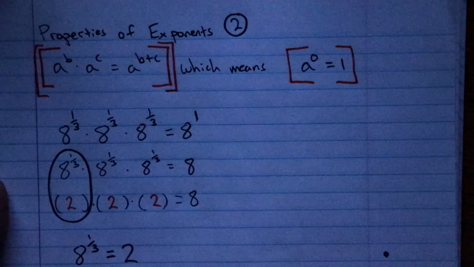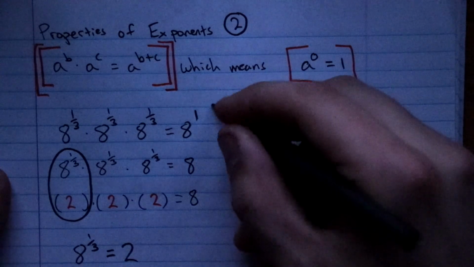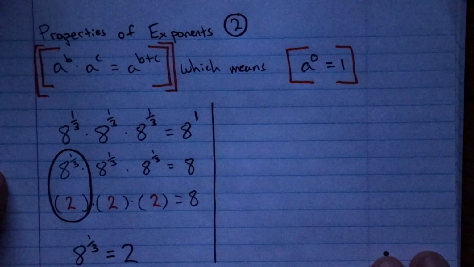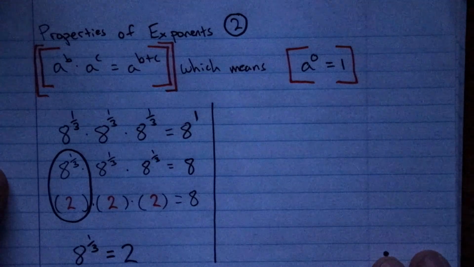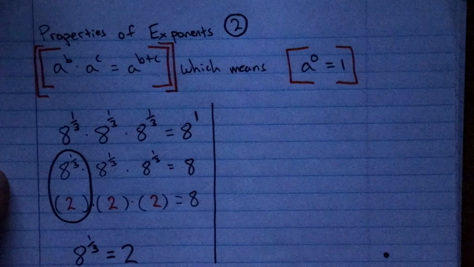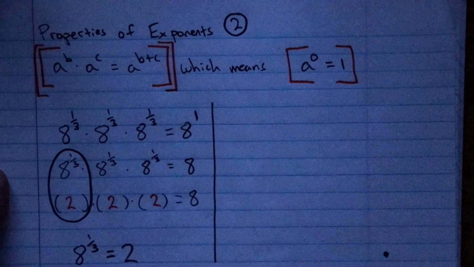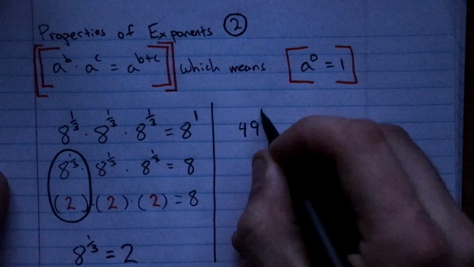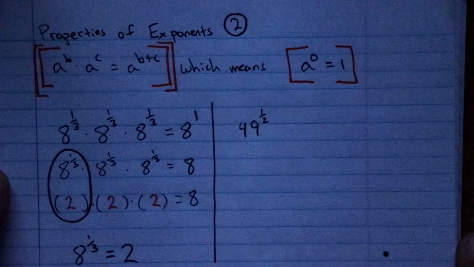Let's look at another example here. So maybe not to the 1/3 power. You could probably notice some of the trends in the numbers I'm picking here. We always get some nice whole number answers, but the concept is going to stay the same. Maybe like, what is 49 to the 1/2?